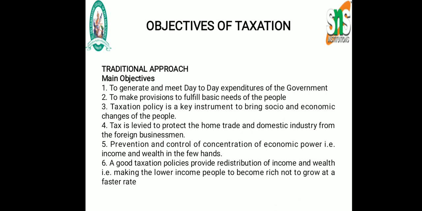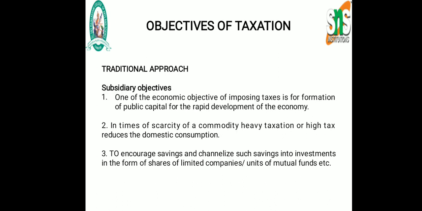Prevention and control of concentration of economic power, that is, income and wealth in few hands. Finally, good taxation policies provide redistribution of income and wealth, that is, helping lower income people to become rich, not letting the rich grow at a faster rate. Next, subsidiary objectives.